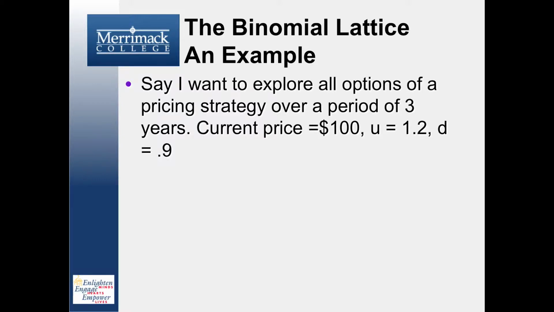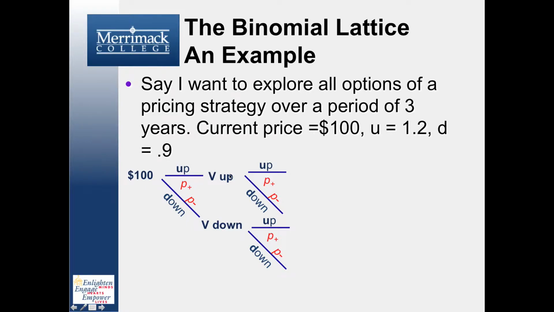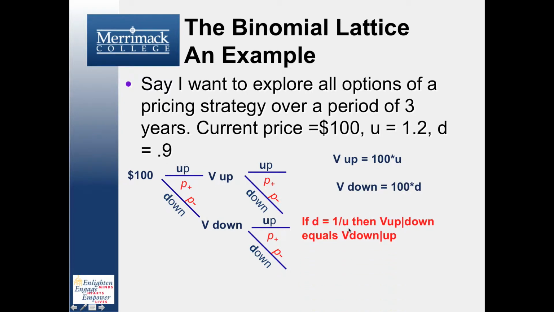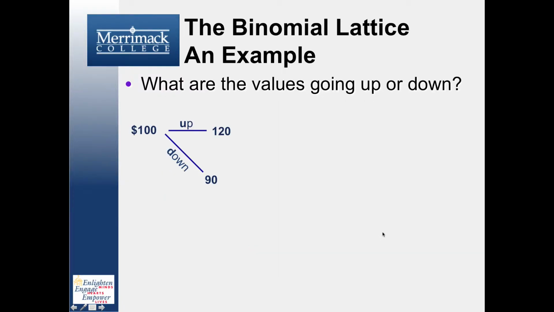I've done an example. Let's say I want to explore all options of a pricing strategy over a period of 3 years. Current price is $100, and these are the factors up and down. So $100, if it goes up, it'll be a certain value. If it goes down, it'll be a certain value. There are probabilities associated with each eventuality. So V up is 100 times u, and V down is 100 times d. If d is just the opposite of u, then it's a reciprocal, so I only have to calculate one thing. So what are the values?